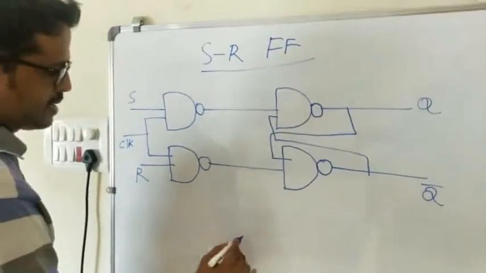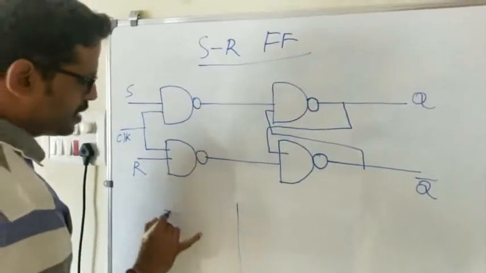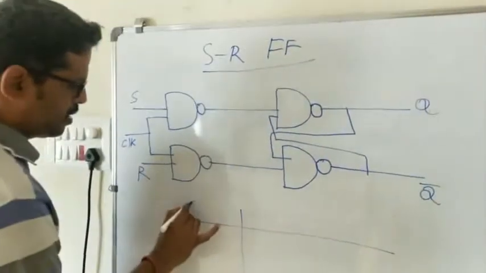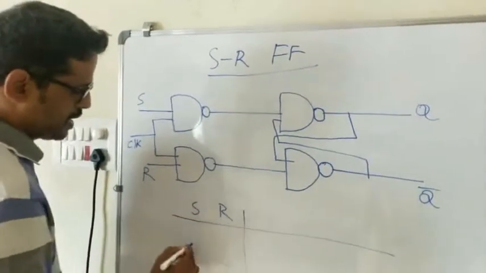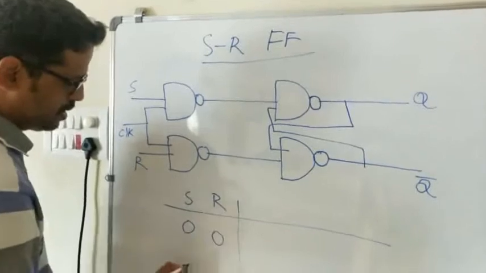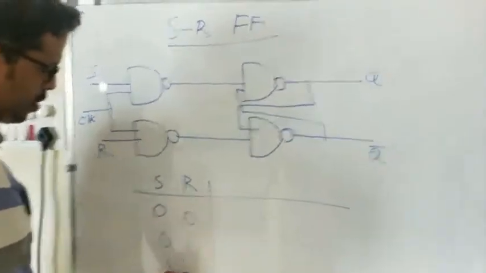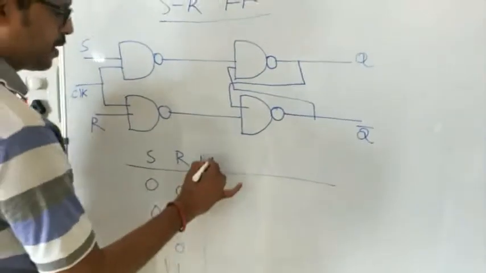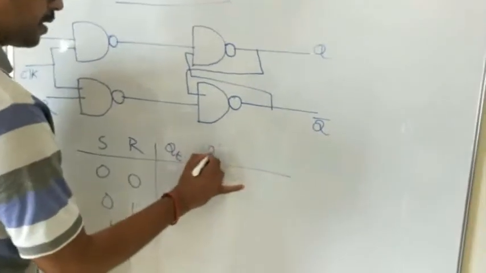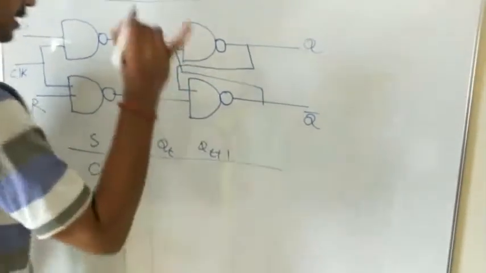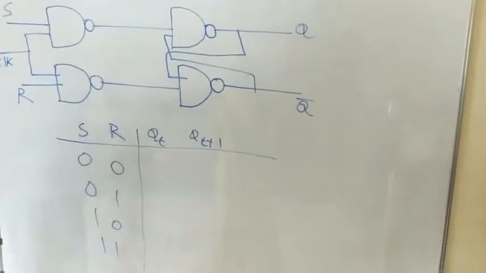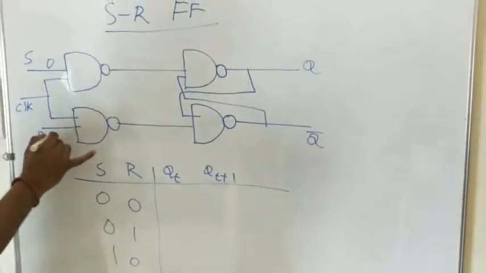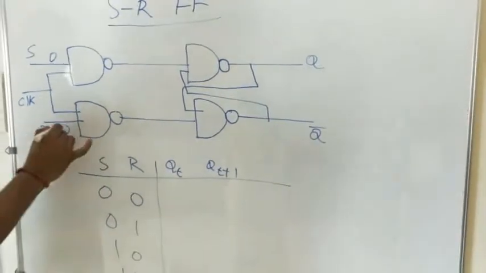Now we will see the characteristic table of SR flip-flop. The similar way how I have defined in the previous RS flip-flop, in the similar way we have to see 0 0, 0 1, 1 0, 1 1. Q(t) is the present state, Q(t+1) is the next state. Okay, 0 0. 0 0 means what will happen?